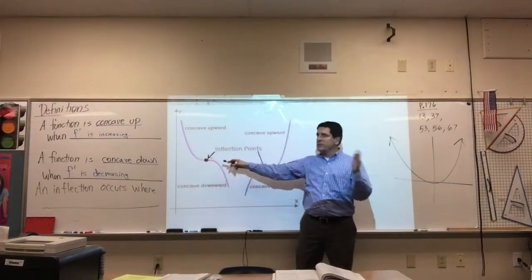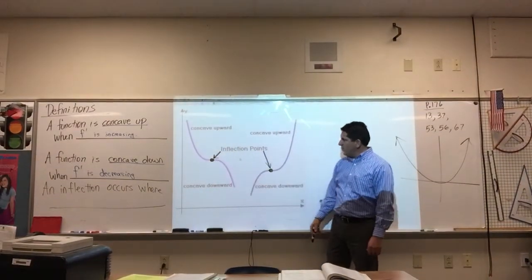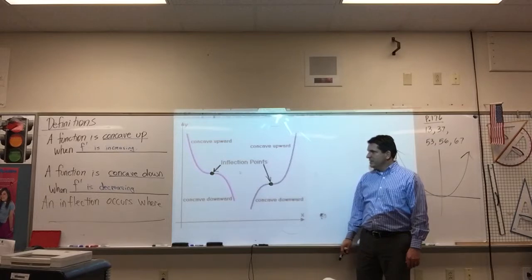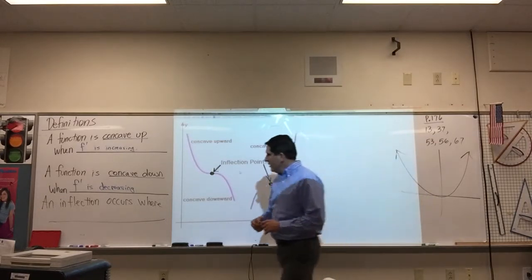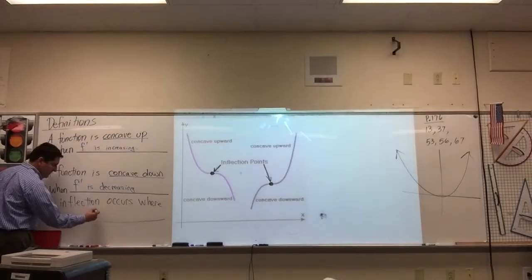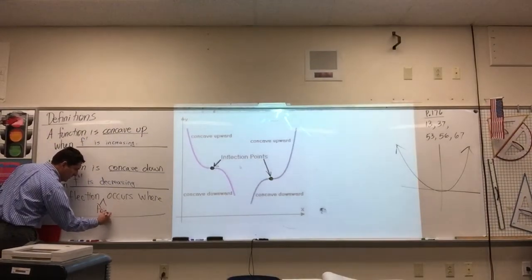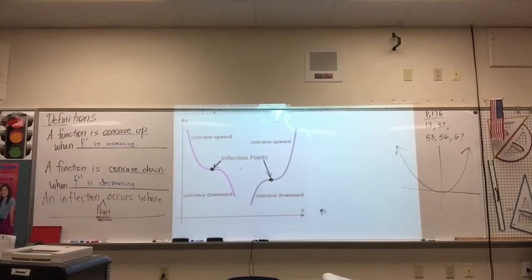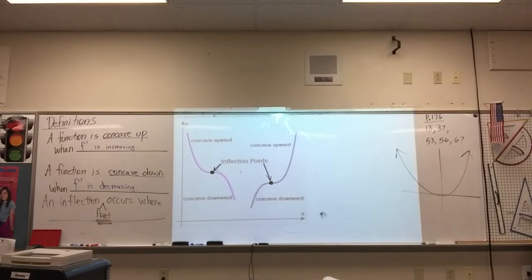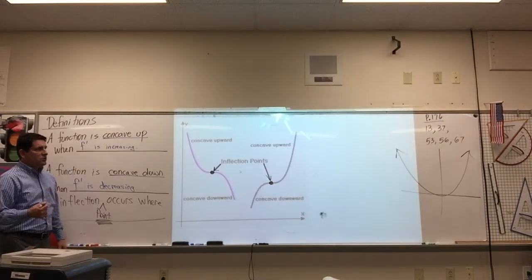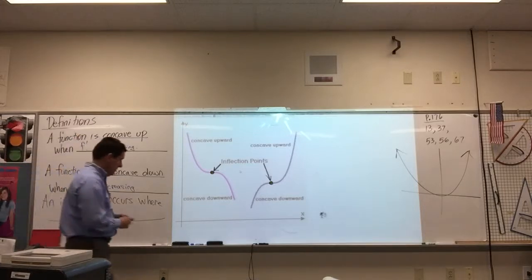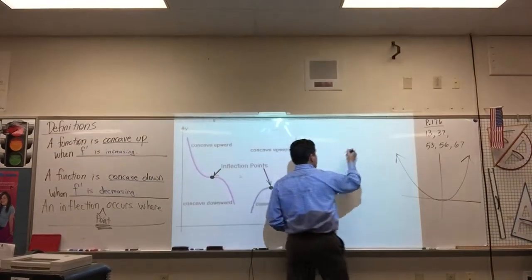Wherever the function changes over from concave up to concave down, or concave down to concave up. Okay, as soon as it goes there. Oops, I forgot a word here. It's a very important word, because it must be a point on the graph. It must be a point on the graph. It's possible to change from concave up to concave down, or vice versa, and not have an actual point. Can you think of a picture that does that?